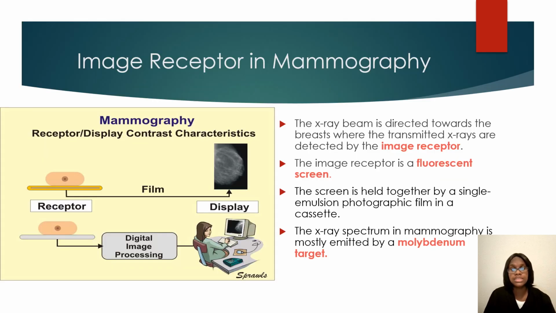Now with the image receptor in mammography, the X-ray beam is directed towards the breast, and the transmitted X-rays are detected by the image receptor. You have the fluorescent screen as well, and then you also have the X-ray spectrum in mammography, that's mostly emitted by a molybdenum target.